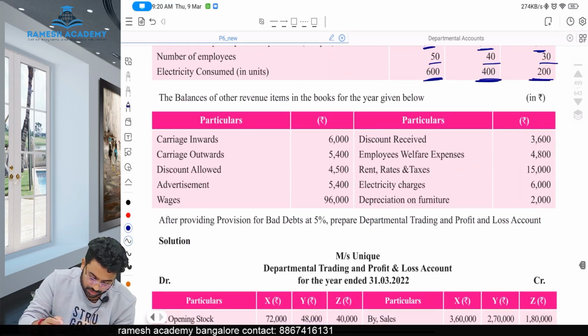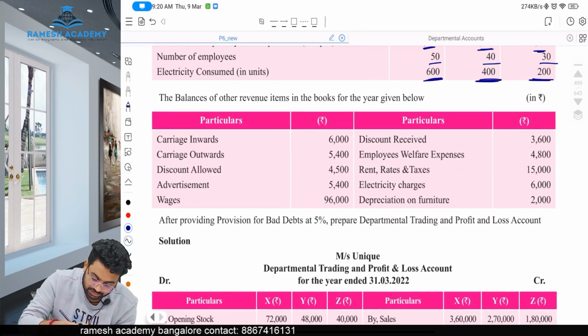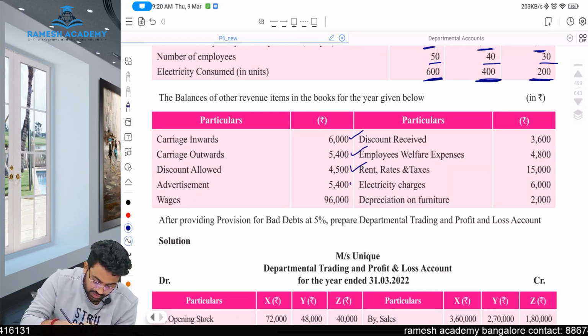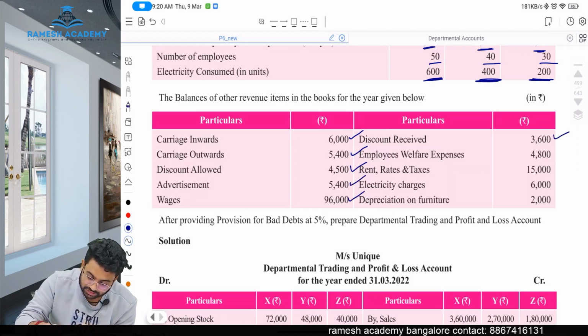Okay. The balances of the other revenue items in the books for the year: Charges inward, total 6,000. Carriage inwards, total 6,000. Carriage outwards, total 5,400. Discount allowed, total 4,500. Advertisement, 5,400. Wages, 96,000. Discount received, 3,600.